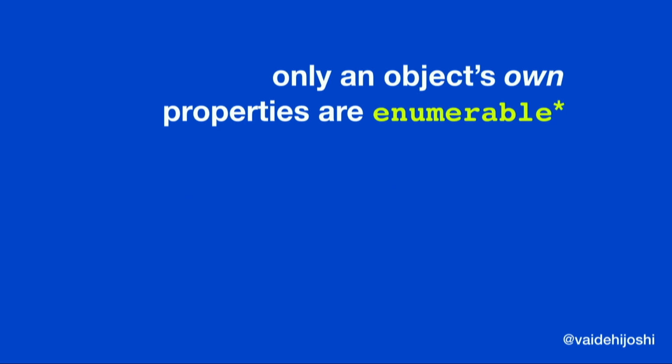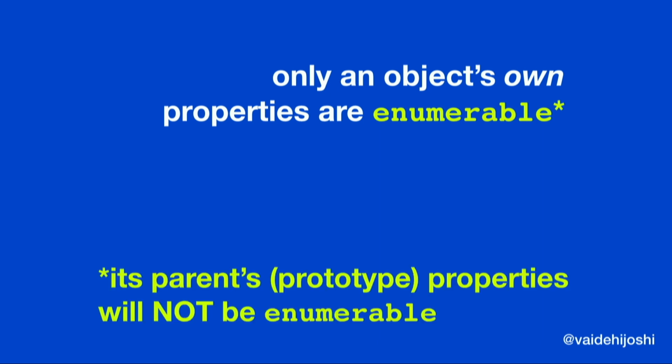So, finally, let's talk about enumerable. Most objects will inherit from a prototype, which is the parent constructor that every object inherits from. But when it comes to objects' properties, only an object's owned properties are enumerable. So this means that its parent prototype's properties are not enumerable. This might seem a little odd to think about, but if we look at an example, it might make a little more sense.